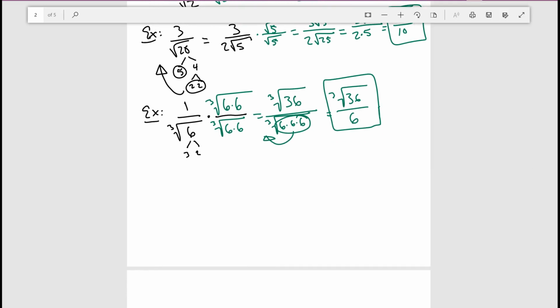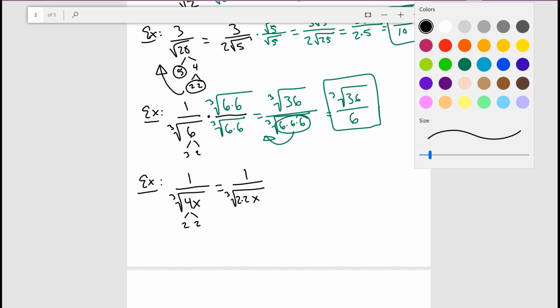All right, let's do a couple more. Let's say we had 1 over the cubed root of 4x. Now, can this be further decomposed? Yes, it can. It can be decomposed as 2 and 2. Now notice, I can write this again as 1 over cubed root of 2 times 2, and then an extra x. So now think about it. What else do I need to be able to take out a triplet because it's a cubed root? Well, I need an extra 2.